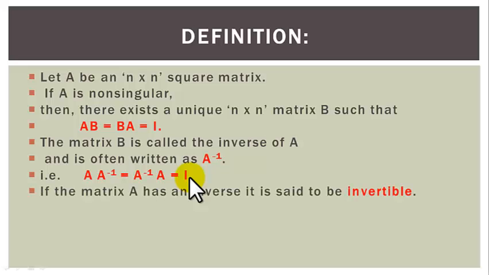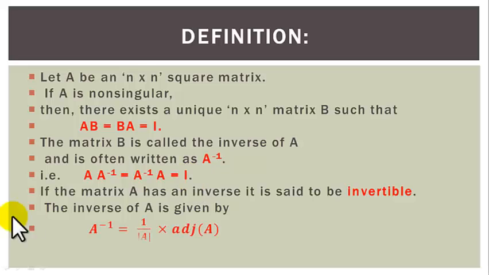If the matrix A has an inverse, it is often said to be invertible. The inverse of A is given by the formula A inverse is equal to 1 over determinant of A times the adjoint of A.